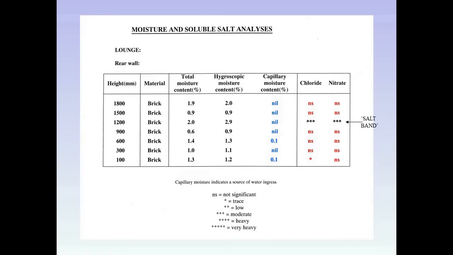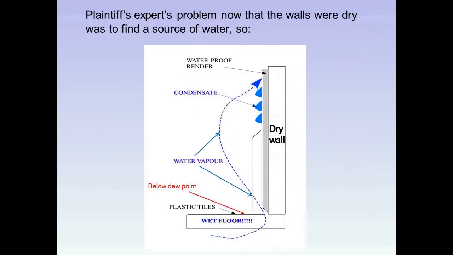As far as the salts go, there was a salt band. This was at 1200 millimetres. That was typical of rising damp. But of course, the capillary moisture content showed the wall was now dry, so the damp-proof course had worked. Now, this gave them a bit of a problem, in as much as the wall was dry. So where was the water coming from? He had to find a source.